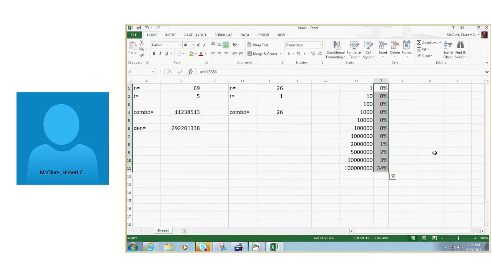Bubba says, I'm going to win this lottery. Bubba goes out and buys 10 tickets. Then he buys 100. Then he buys 1,000. Bubba's not very smart, is he?